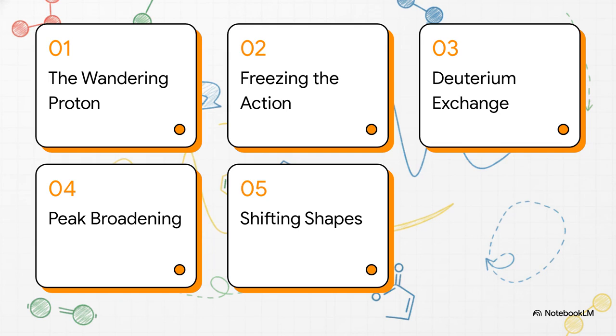So, to troubleshoot this using our camera concept, here is our roadmap. First, we'll look at the wandering hydroxyl proton. Second, freezing the chemical action. Third, the deuterium disappearing act. Fourth, peak broadening. And finally, shifting shapes, also known as tautomerism.